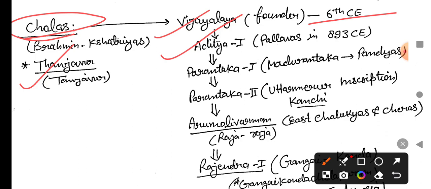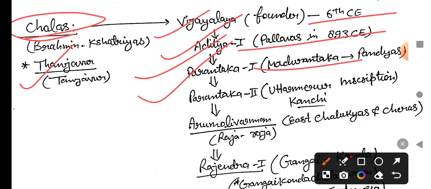was the ruler, and Aditya Karikalan was the prominent ruler and defeated various kingdoms and kings during his time. Okay, Aditya defeated the Pallavas in 893 CE, and Parantaka the first came, and he defeated the Madurantaka Pandya kings. Okay, and Parantaka the second came, and he built the Uttaramerur inscription.